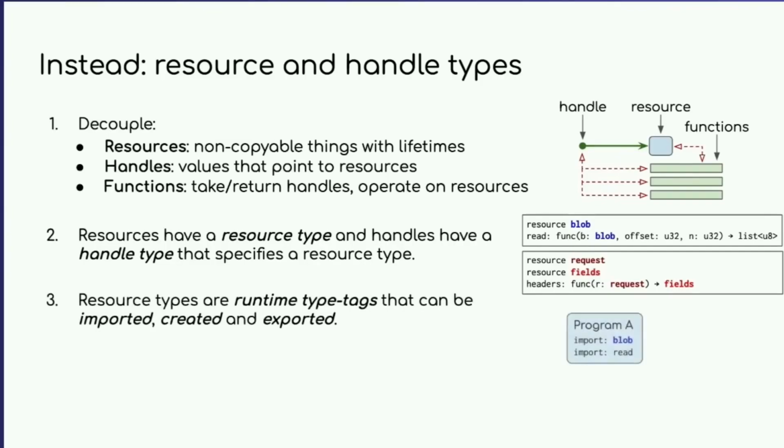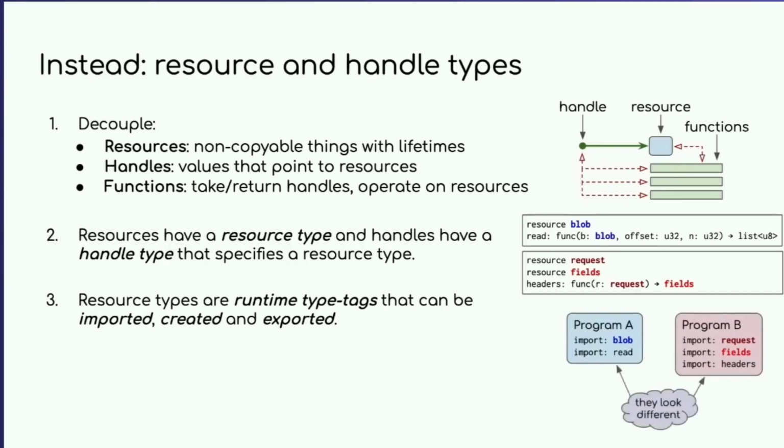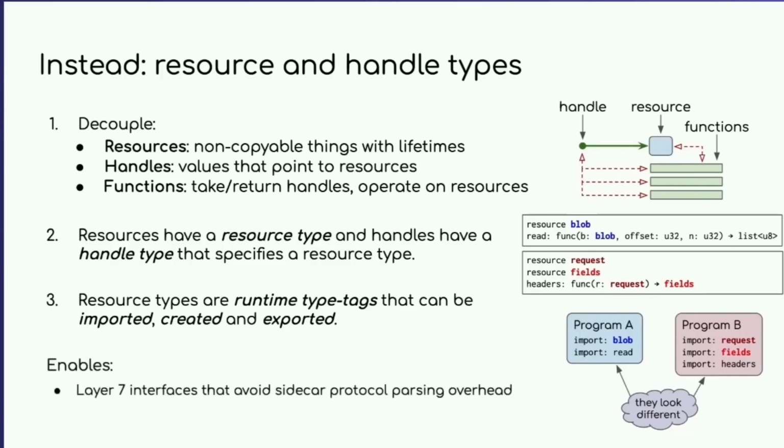And lastly, we say that resource types are runtime type tags that can be imported, created, and exported. So my program A can import the resource type blob, and program B can import the request and fields resource types. And importantly, they look different from the outside. I can say, without looking at the code, program A is working on blobs, and program B is working on HTTP requests.